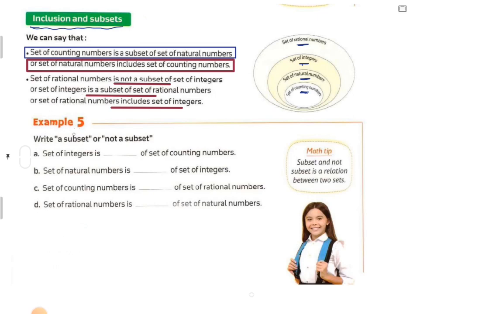Okay, take example number 5. Write subset or not subset. Set of integers is blank of set of counting numbers. Is the integer set part of the counting numbers? No, counting numbers are part of integers, so here we write not a subset. Set of natural numbers and set of integers. Of course, the set of natural numbers is a part of the set of integers, so I say that the set of natural numbers is a subset of integers.